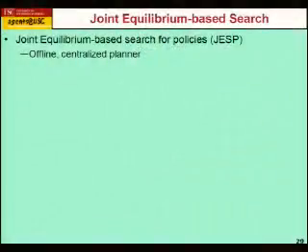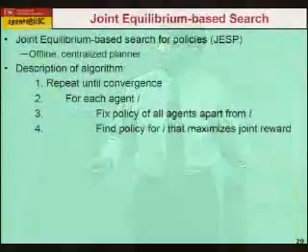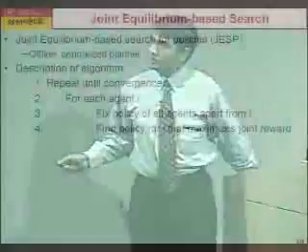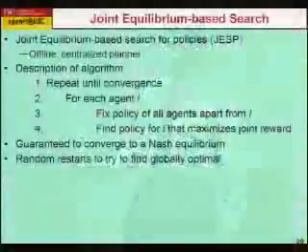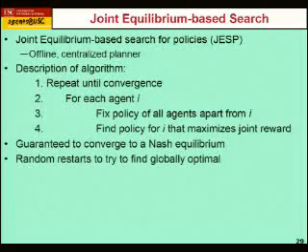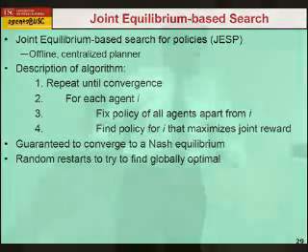So we have a single offline centralized planner, and the algorithm works such that you fix a particular agent, you fix the policies of all the other agents, and you find the policy for the particular agent I that maximizes the joint reward of all the agents together. So it's like a best response algorithm.